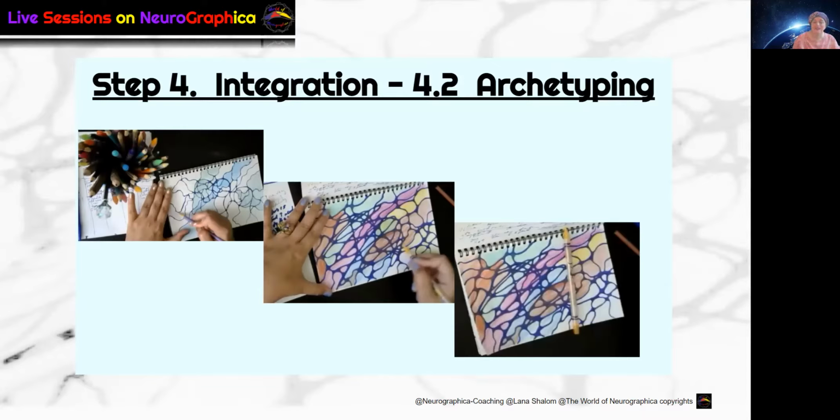And I want to go a bit further, right? So what happens? Why do we call this archetyping? Okay, let's go a bit further to discuss what happens during archetyping. We call it archetyping, and what we do is we start adding color, right?